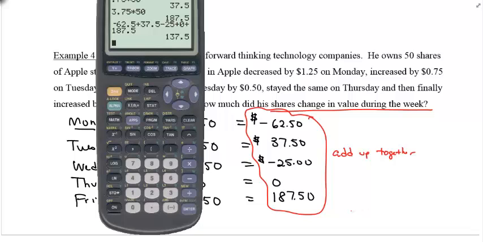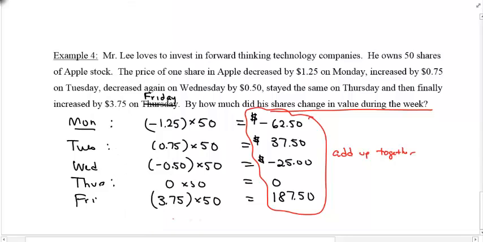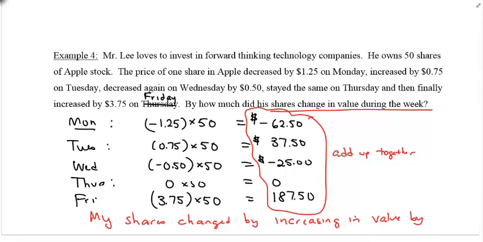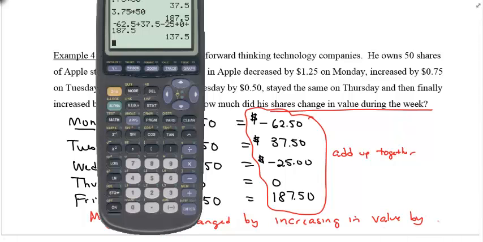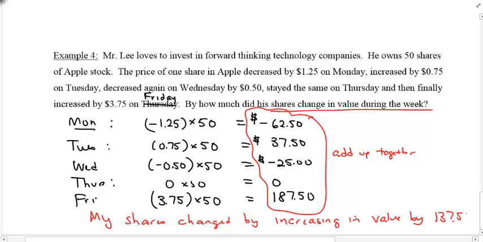Woo! In the end, I actually made $137.50. So, my shares changed by increasing in value by, how much was it again? $137.50. Not bad.